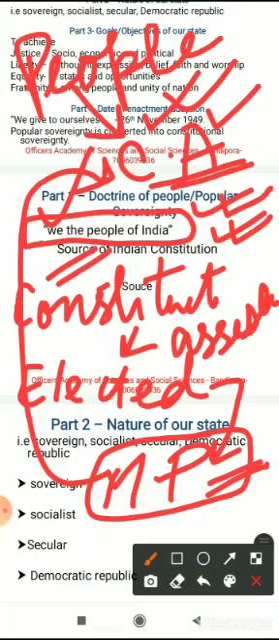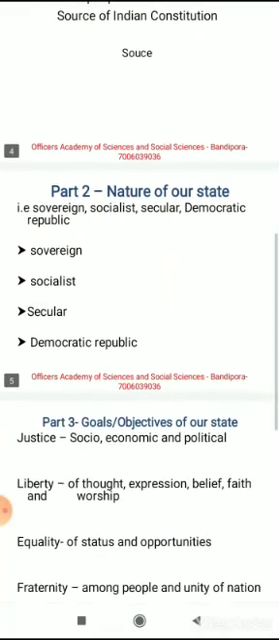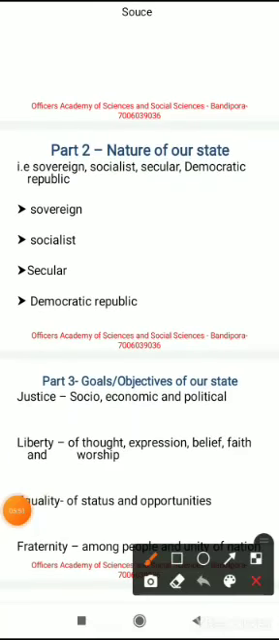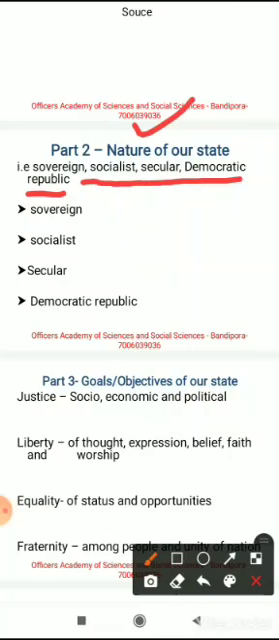Now the first part is complete. Now we'll be moving to the second part. The second part says that we the people of India have solemnly resolved to constitute India into a sovereign, socialist, secular, democratic republic. It means, it says what is the nature of our state.